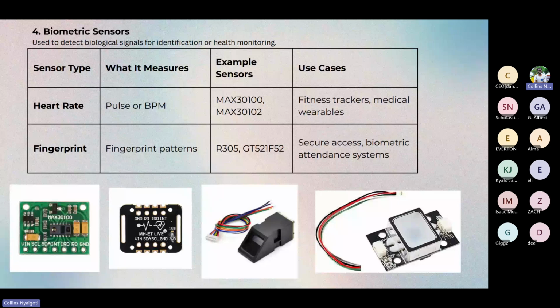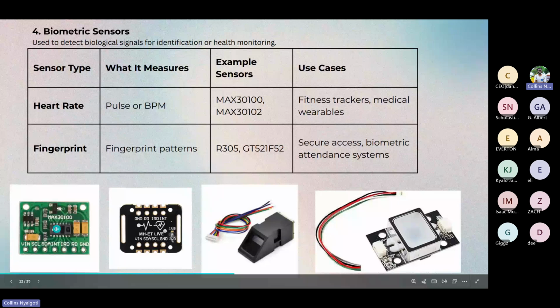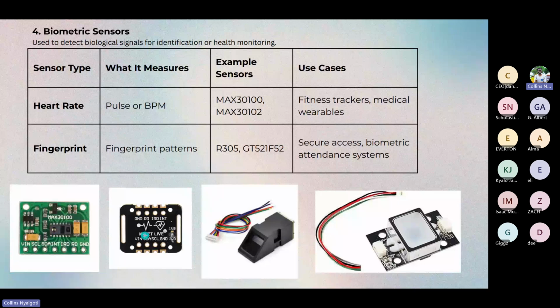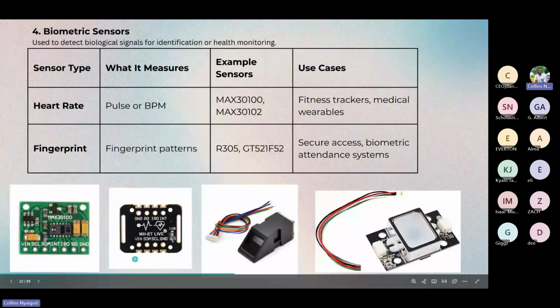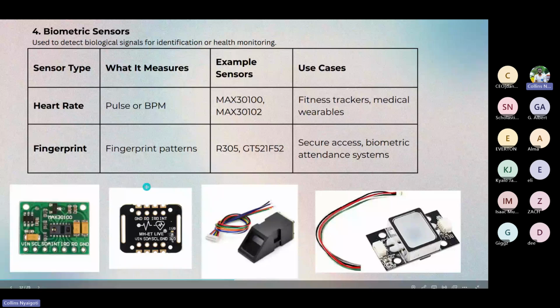The types of these sensors include the heart rate sensors. These measure pulse or beats per minute, BPM, like the MAX30100 and MAX30102. Is that 102? Let me look at it. Yeah, I think it's the 30102. If you look at your smartwatch, you can see this. It works using IR.